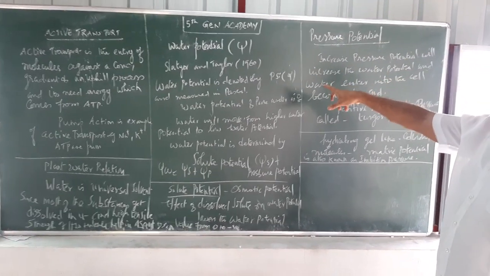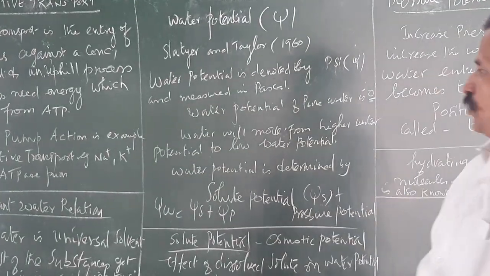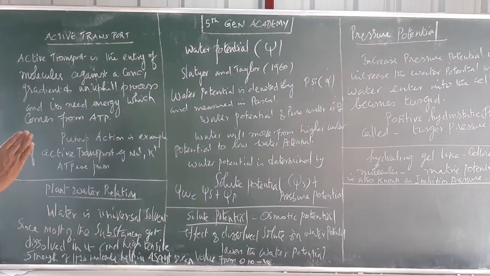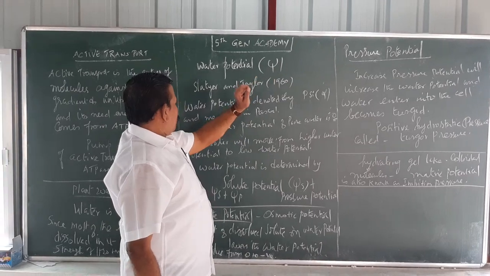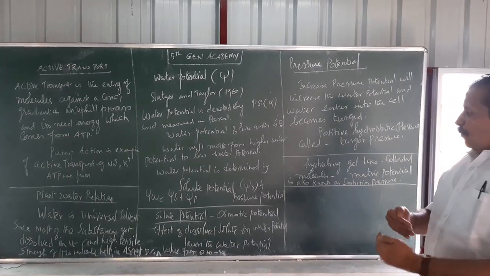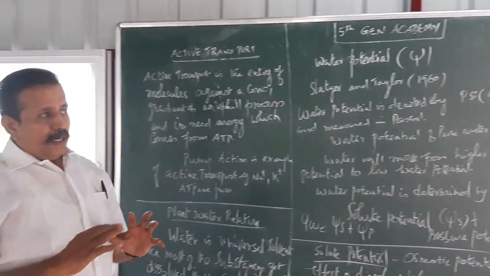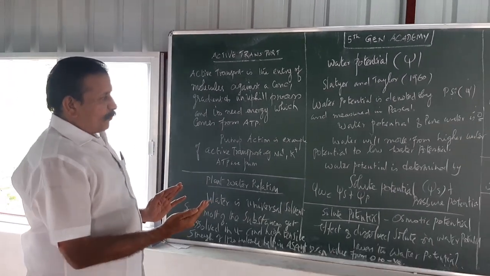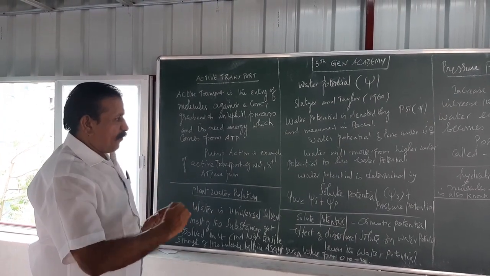It was introduced by two scientists, Slatyer and Taylor, in the year 1960. Water potential is denoted by the Greek letter psi, and it is measured in Pascal. Water will move from higher water potential to lower water potential. This is the concept. Water moves from higher water potential to lower water potential.